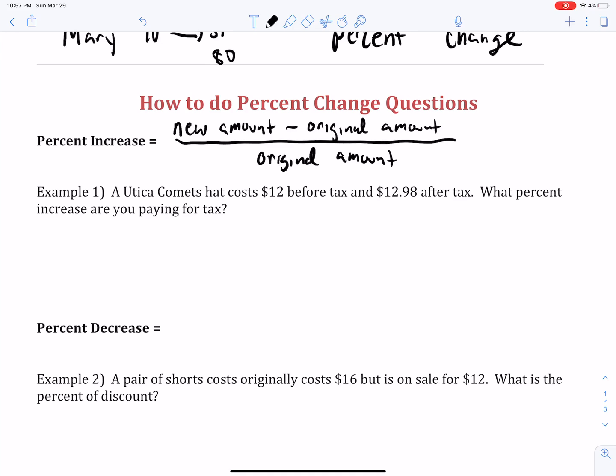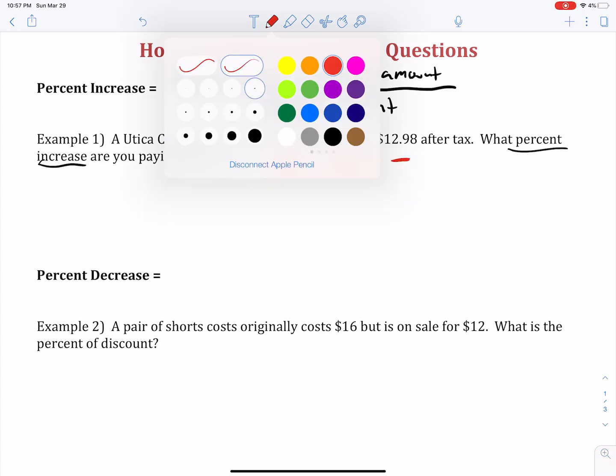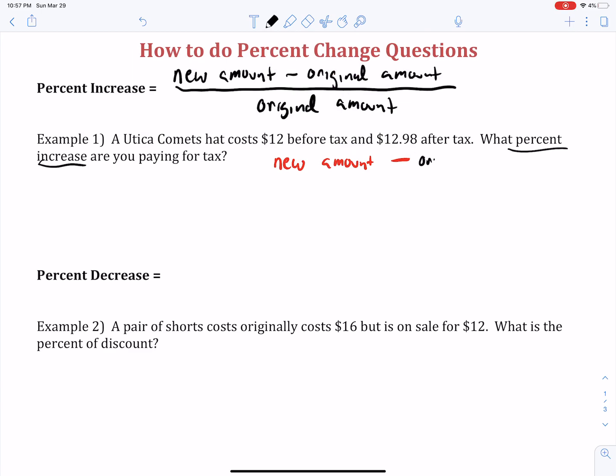A Utica Comets hat costs $12 before tax and $12.98 after tax. What percent increase are you paying for tax? So if we use our formula here, we're going to do our new amount minus the original amount, all over the original amount, and that will equal our percent increase.